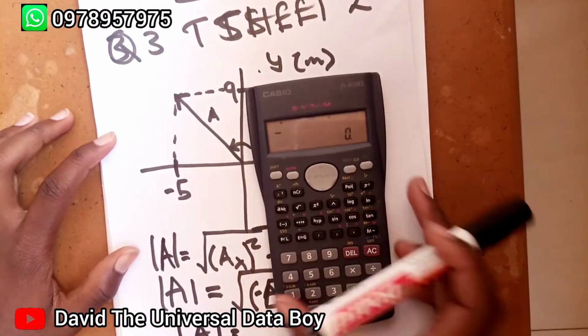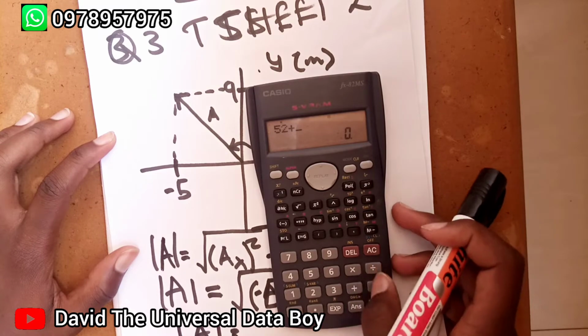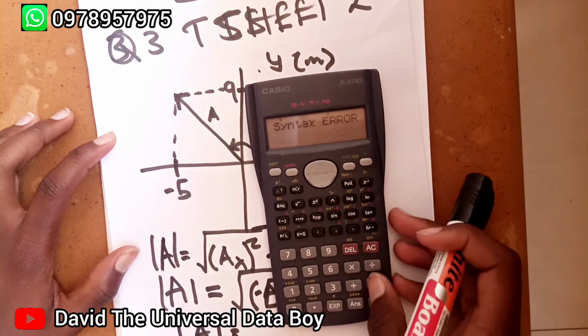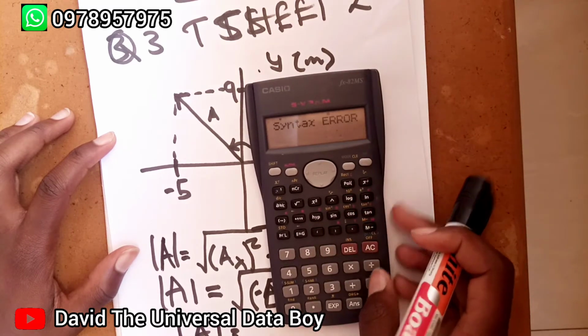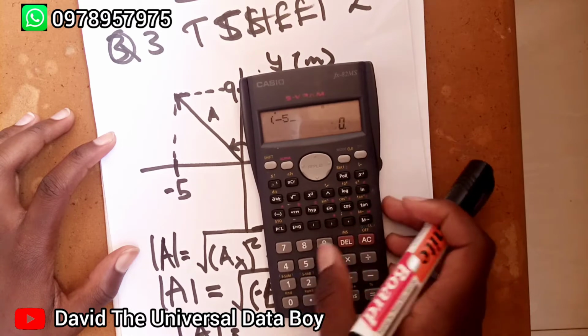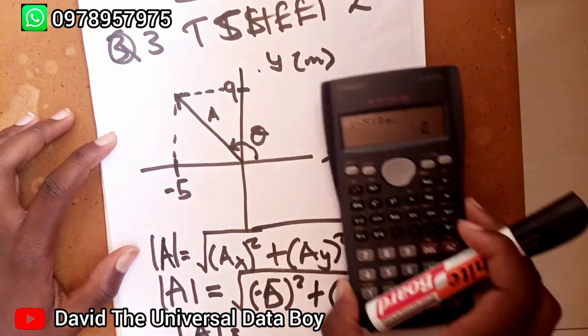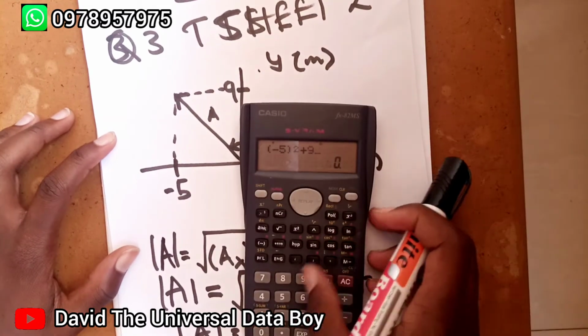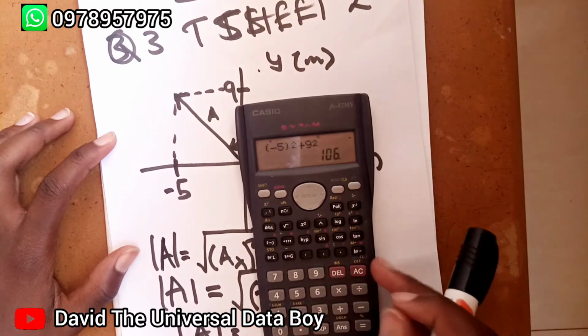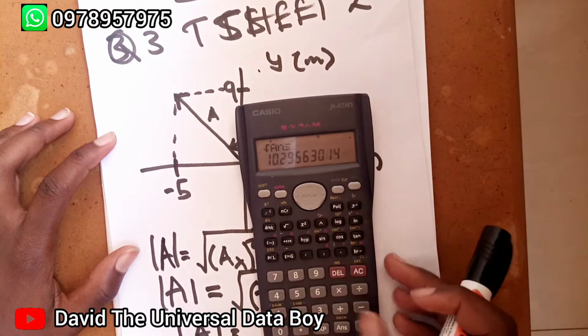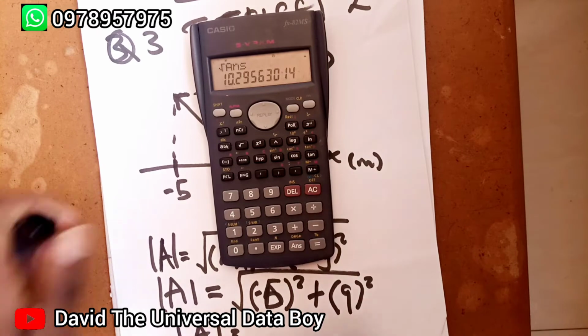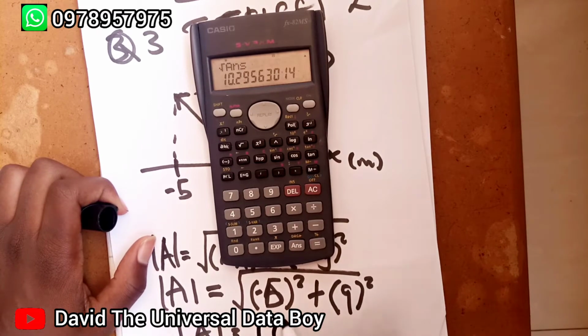You can punch that in your calculator. Negative 5 squared plus 9 squared, and that's 106. The square root of 106 is 10.296. We can end there at 10.3 meters. So that's the magnitude of A.